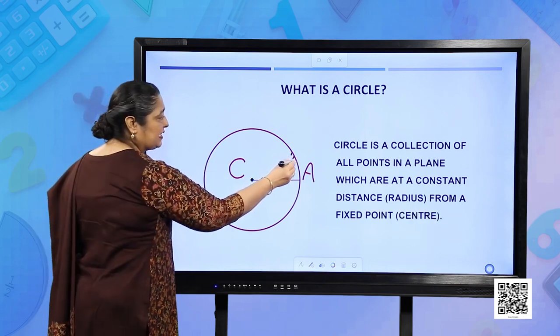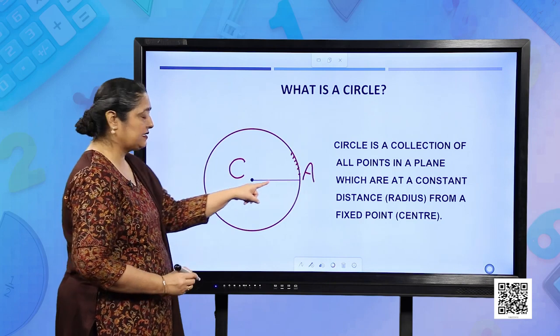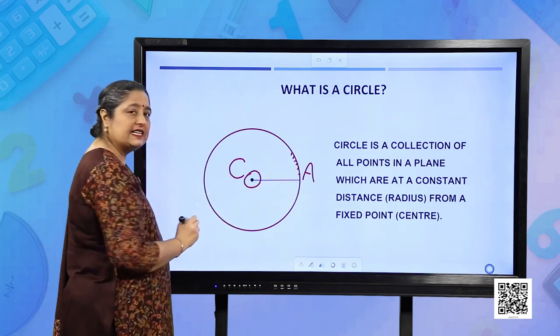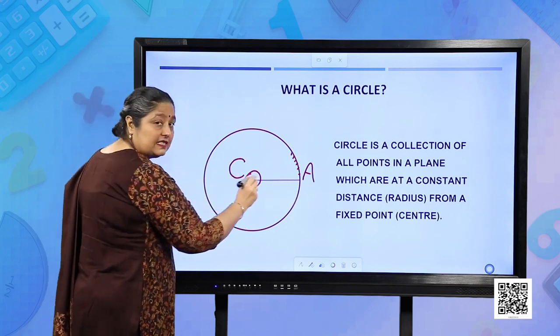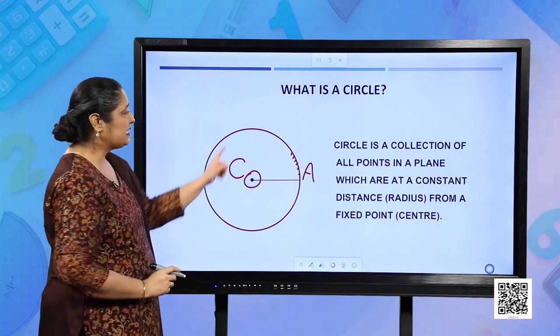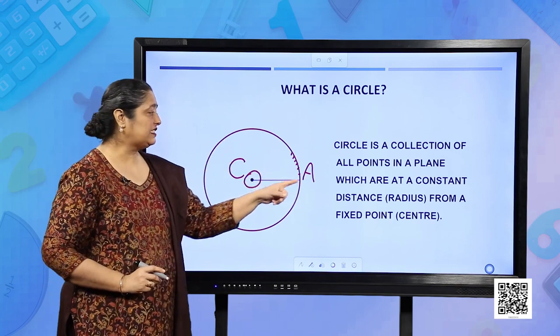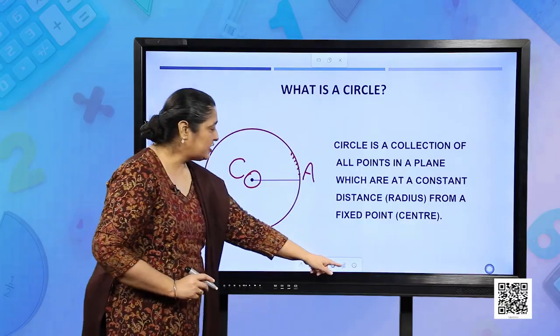These are the points, the collection of all the points in a plane which are at a constant distance from a fixed point. This is called the center of the circle. And the fixed distance, CA, is called the radius of the circle. So, a circle is a collection of all the points in a plane which are at a constant distance from the fixed point. So, let us move forward.